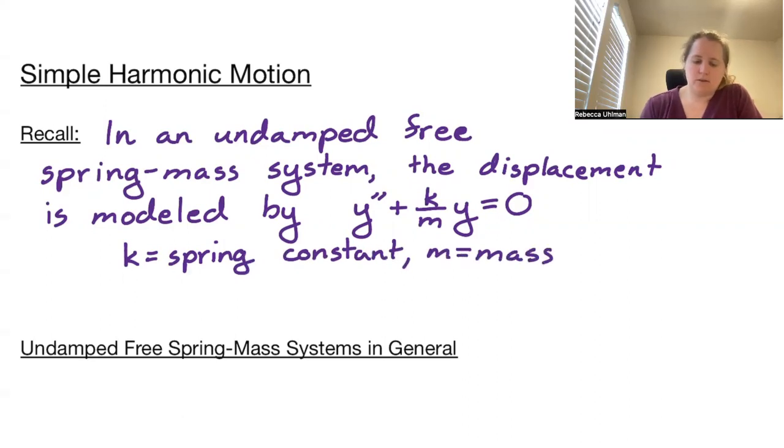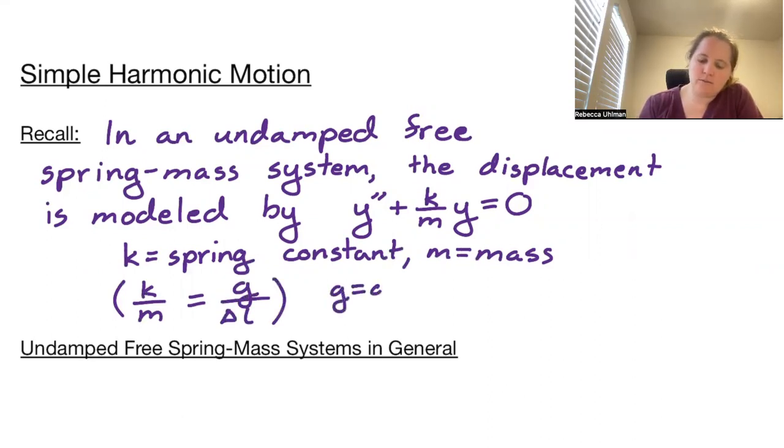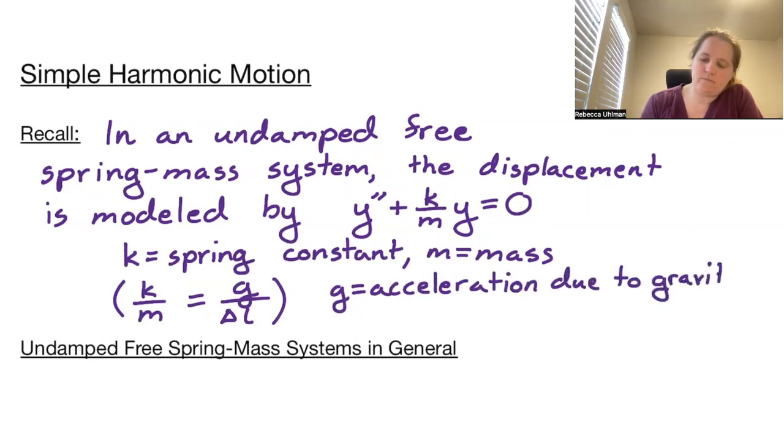And then note that we had k over m was actually the same as g over delta L, where g is the acceleration due to gravity, and delta L, lowercase l, is essentially the equilibrium stretch of the spring.